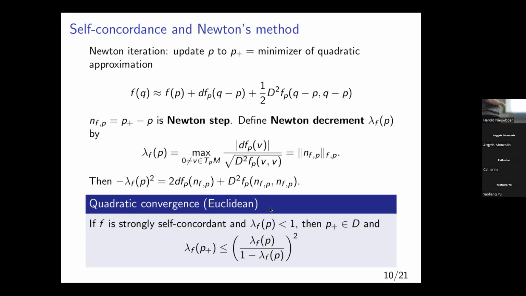And you can actually relate this Newton decrement also to the gap in function value to its minimum. So this really tells you Newton's method converges quickly for self-concordant functions. That's the takeaway from this slide.